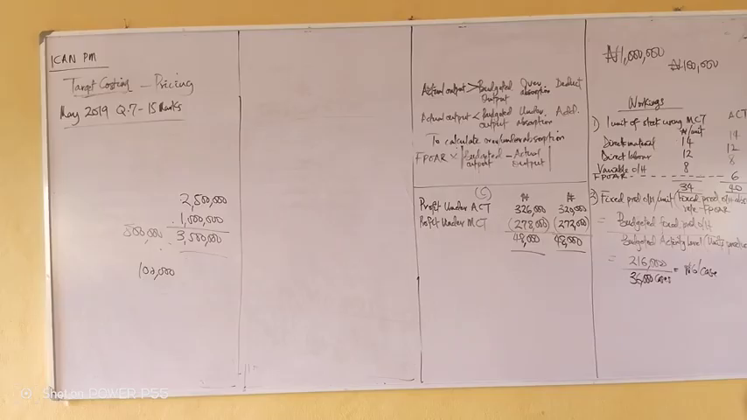So the first pricing strategy is market skimming. The second one is market penetration price. The third one is full cost plus price. The fourth one is return on investment price, which is the main one I want to look at. And the fifth one is marginal cost plus price.